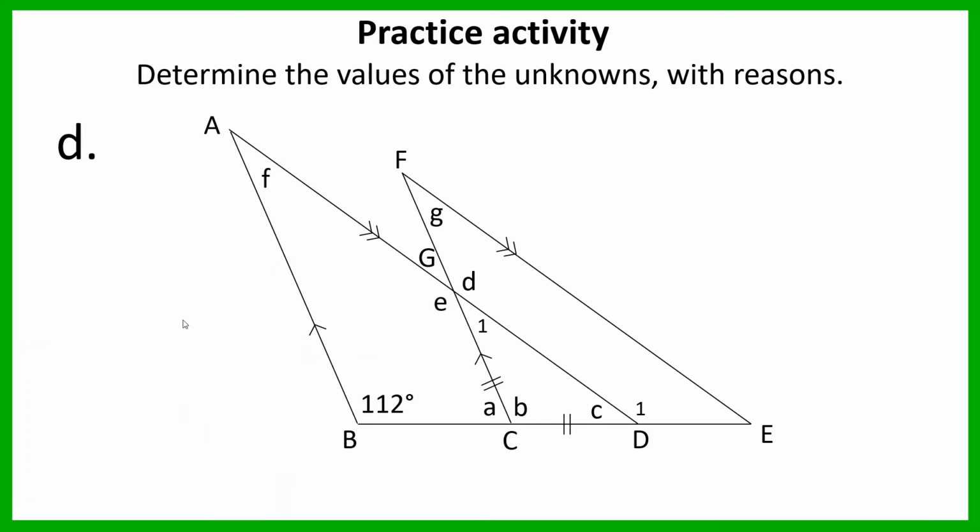In question D, you've got AB parallel to FC. You've also got AD parallel to FE, and you've been told that CG and CD are equal to each other, and you've been given the size of angle B is 112, and you need to work out A, B, C, D, E, F, and G. So you have quite a few angles to work out here. Okay, so I'm going to give you 5 minutes for this question.